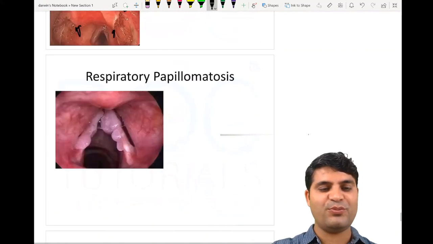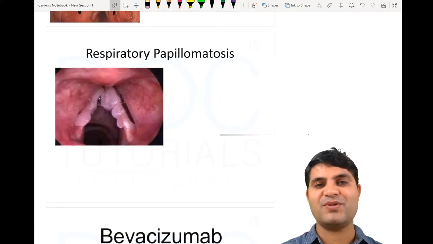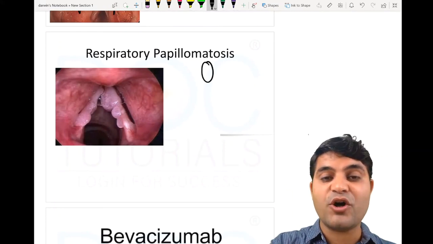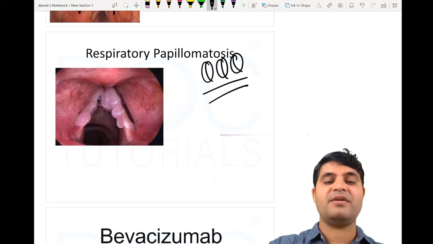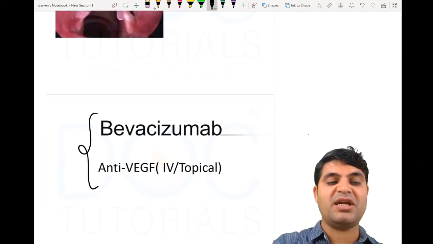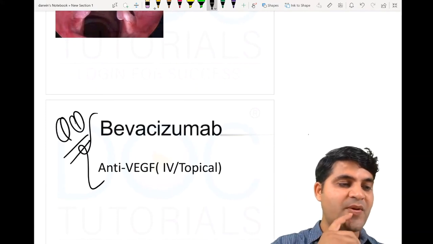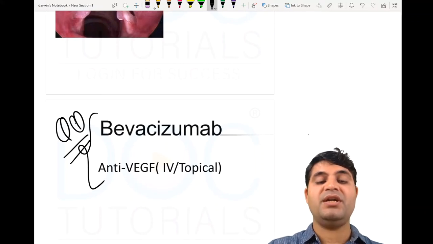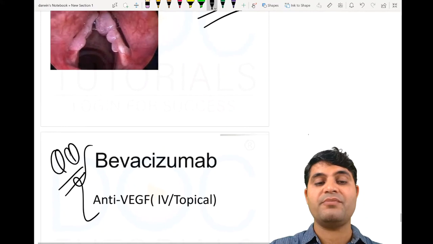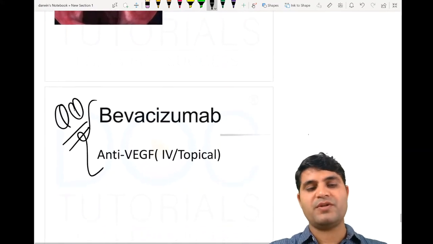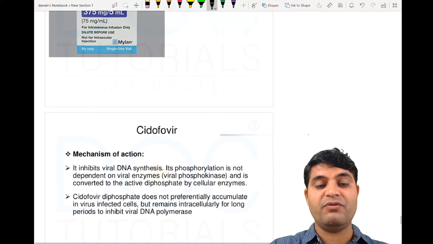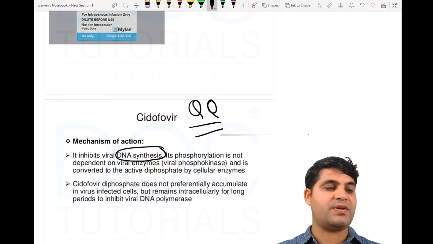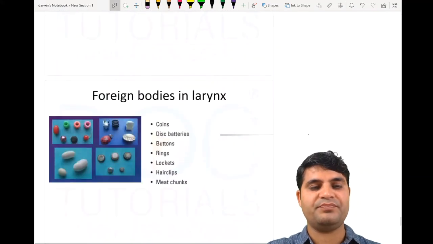Clear? So now coming to respiratory papillomatosis. Respiratory papillomatosis is a very important condition, a notifiable disease by the Government of India. Clear? So this question can be asked. I am directly coming to the question, what is bevacizumab? Zaiba, I will answer you cold abscess, just wait. So bevacizumab is anti-VEGF, very important for papillomatosis. And the second drug is cidofovir, which inhibits viral DNA polymerase. So very important drugs. Somebody can ask you this question.